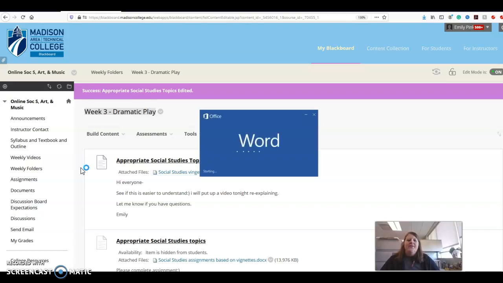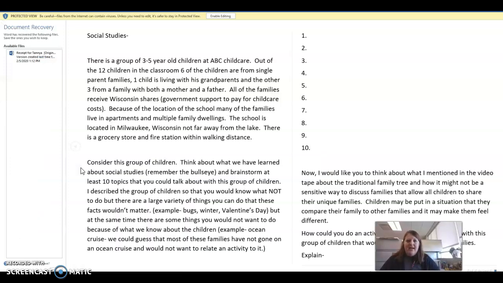What I wanted you to do was picture a child and find some topics that would relate to the child. You could talk about apartments, or something about the outdoors if they live in the city, or you could talk about pastures and farms if children live in the country. You would want to be super sensitive with families if you have different family configurations, but I wanted you to look at that and it was too confusing.